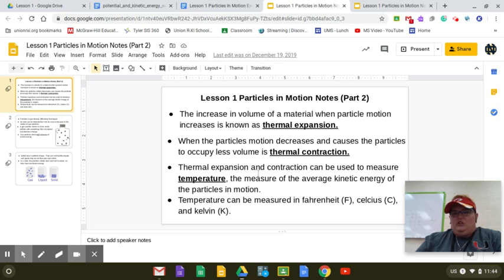So thermal expansion and contraction can be used to measure temperature. The measure of the average kinetic energy of the particles in motion is temperature. Okay, so how much on average do they move about?